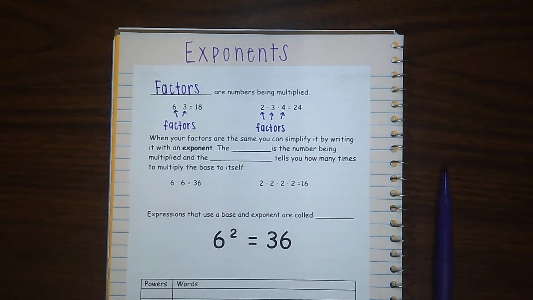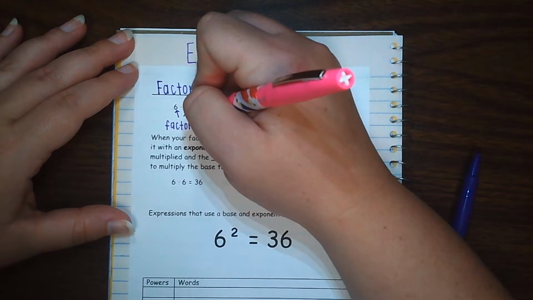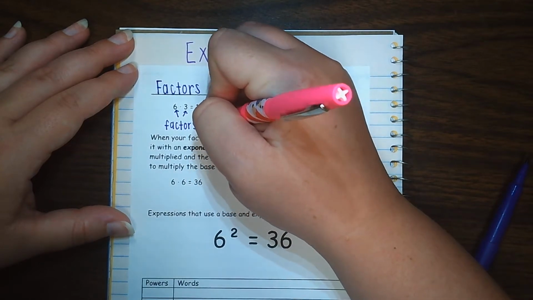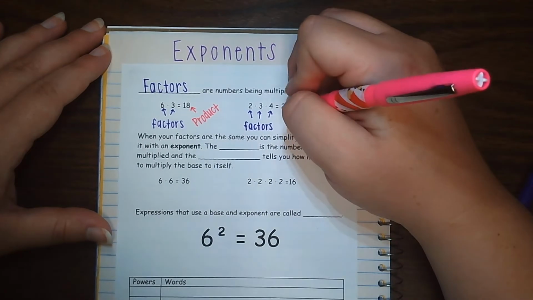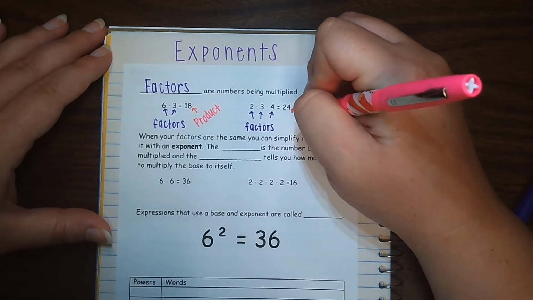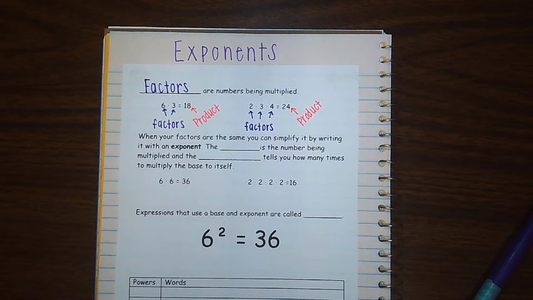Something else that we can look at right now is that we also have what is called a product. 18 is the product of 6 and 3. And 24 is the product of 2, 3, and 4. Those are just some key vocabulary words. Those are especially important when we start to practice our ERQs and our short answers. We want to know the difference between a factor and a product.